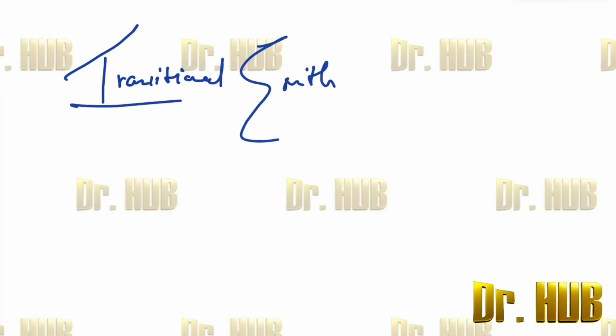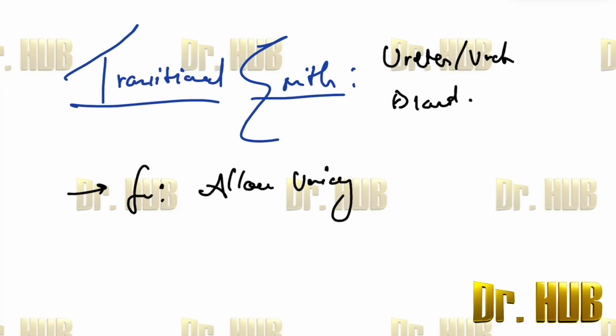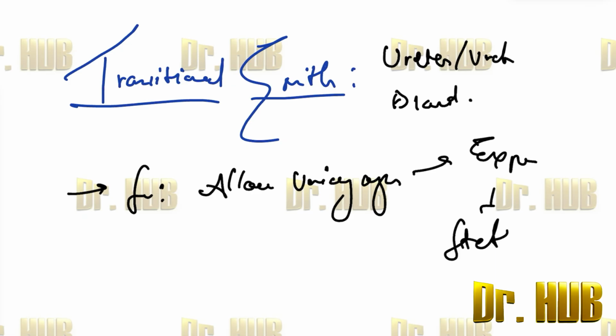Lastly, we have the transitional epithelium. It lines the ureter, the urethra, as well as the bladder. The characteristic is that it allows the urinary organs to expand and stretch.